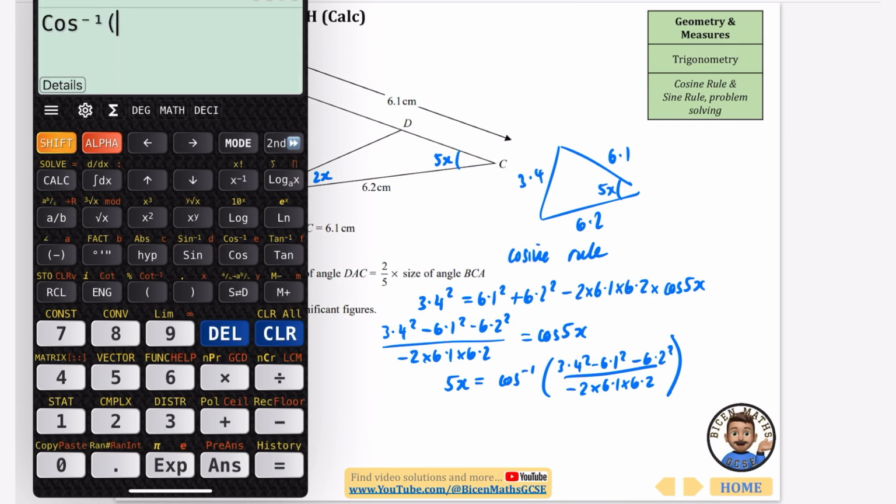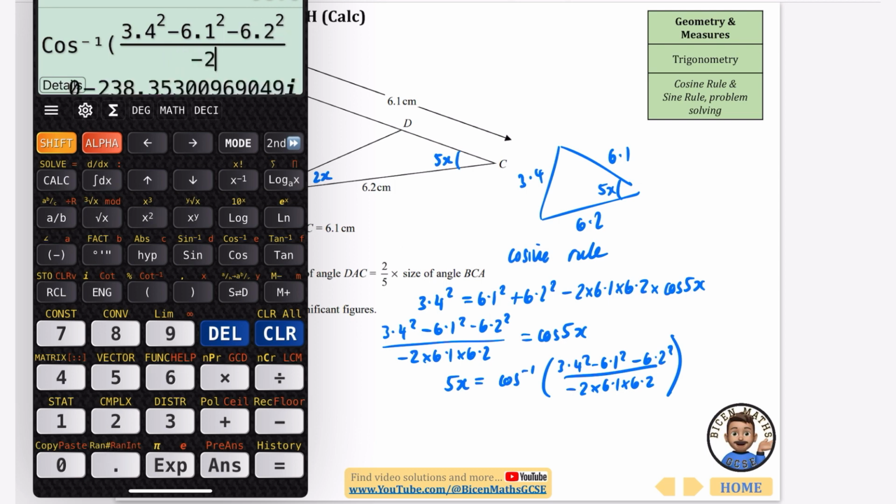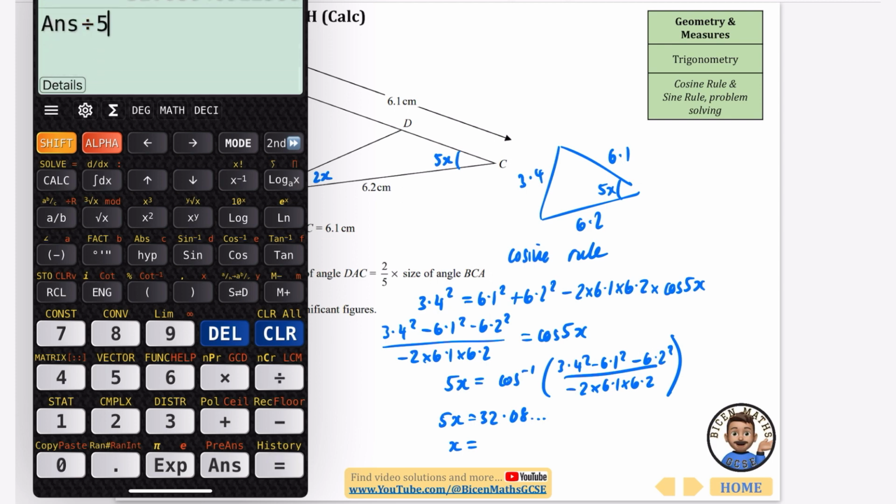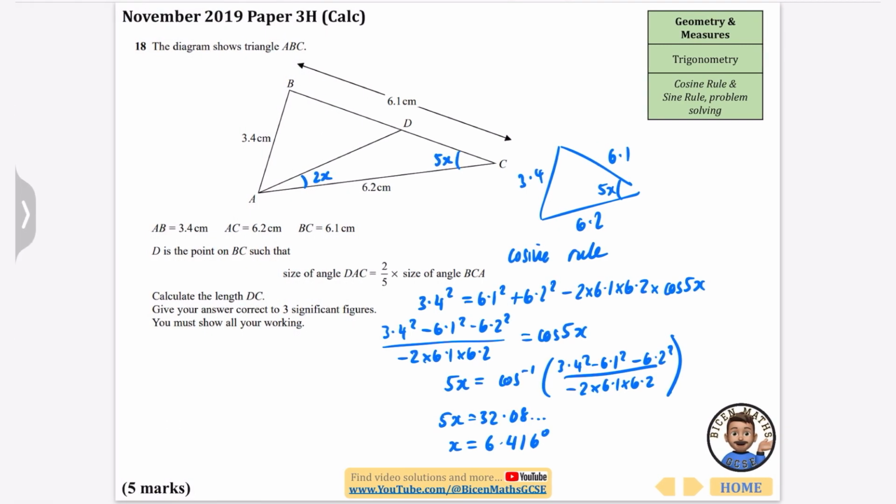So I'm going to do the inverse cos of, get this as a fraction, 3.4 squared minus 6.1 squared minus 6.2 squared, all over negative 2 multiplied by 6.1 multiplied by 6.2. And that is telling me what 5x is equal to. So 5x is 32.08 degrees. So I can find out what x is equal to by dividing it by 5. And if I divide that by 5, I get that x is 6.416 degrees. So I'm going to need some more space. I'm going to need to come over to this part of the page.